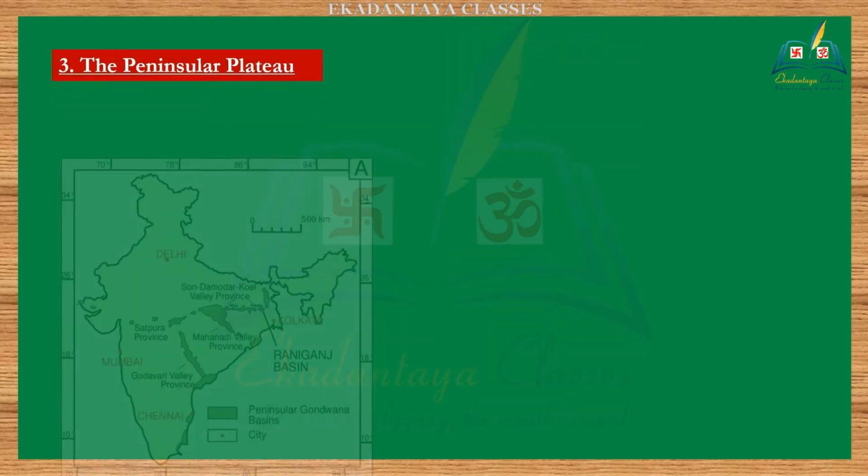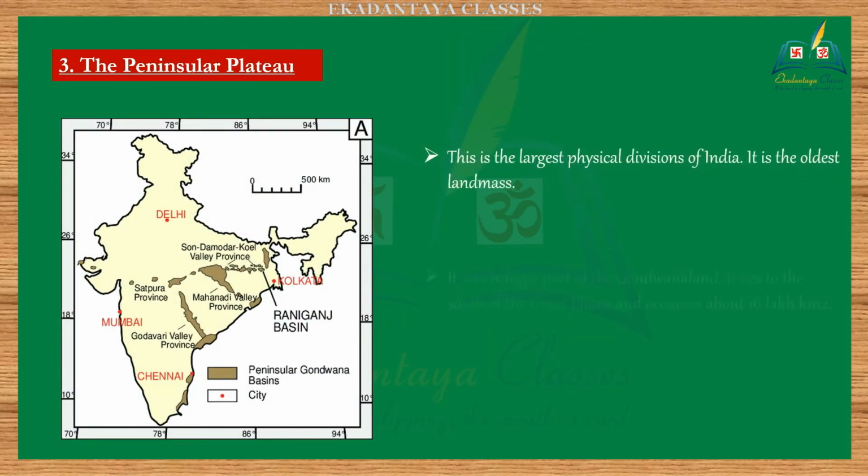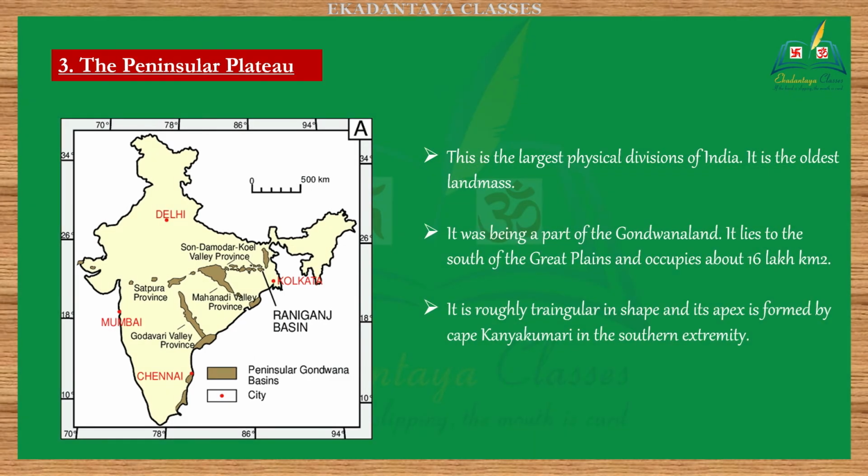The Peninsular Plateau. This is the largest physical division of India. It is the oldest landmass. It was a part of Gondwanaland. It lies to the south of the Great Plains and occupies about 16 lakh square kilometers. It is roughly triangular in shape and its apex is formed by Cape Kanyakumari in the southern extremity.